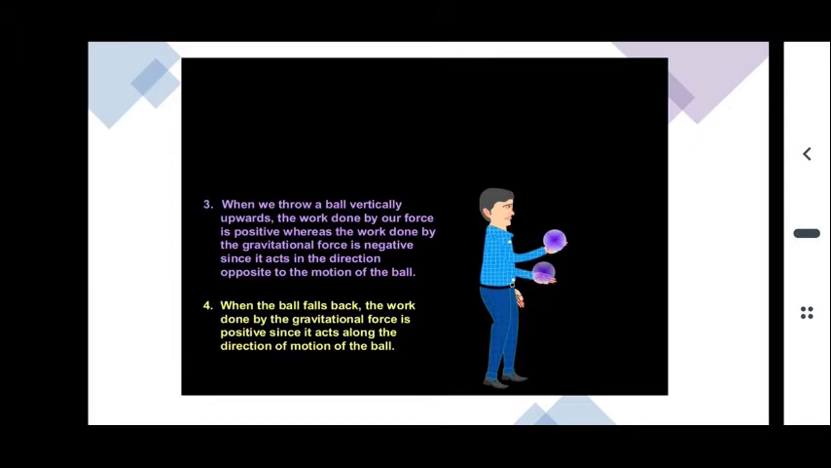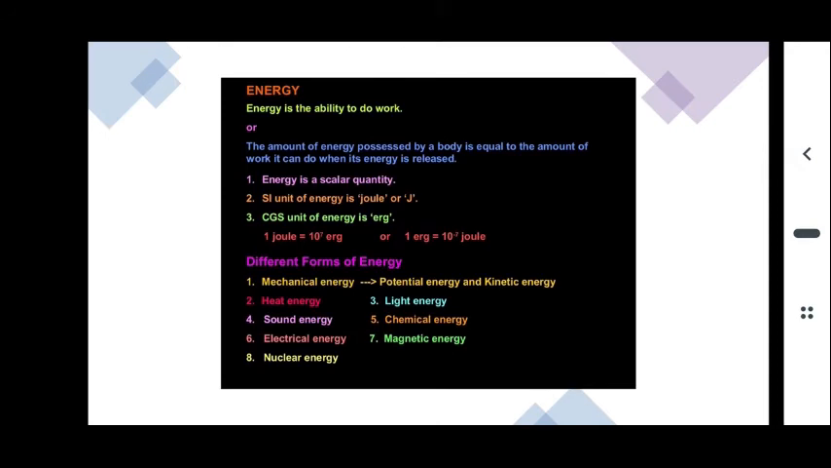Let us move to the next concept, that is energy. Energy, when we ask you to define, you will usually say it is the capacity to do work or the ability to do work. Or scientifically, the amount of energy possessed by a body is equal to the amount of work it can do whenever its energy is released. This is the scientific definition of energy. So, the amount of energy possessed by a body which is equal to the amount of work it can do whenever that energy is released is called energy.